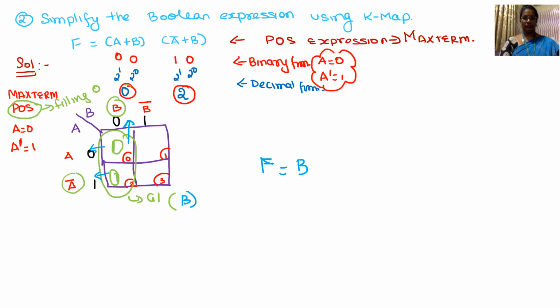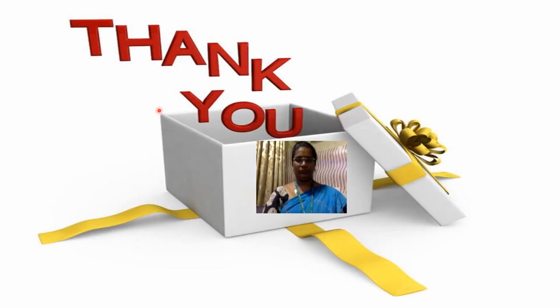I hope you have understood the second example also. In this video, I think you would have got clarity on how the K-map is designed for two variables for sum of product and product of sum problems.